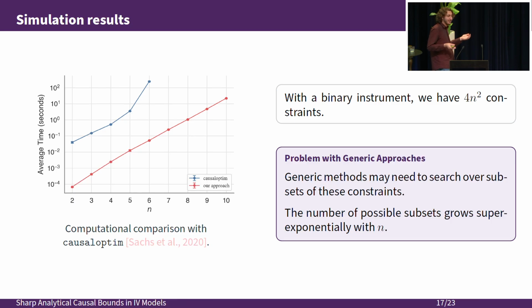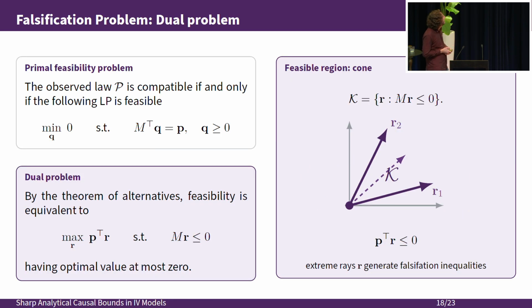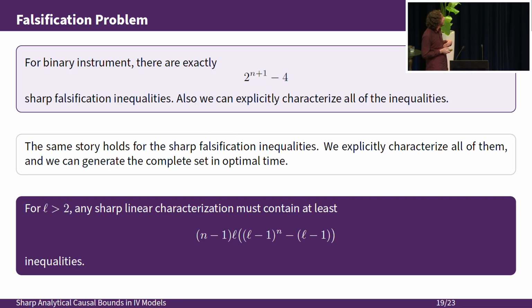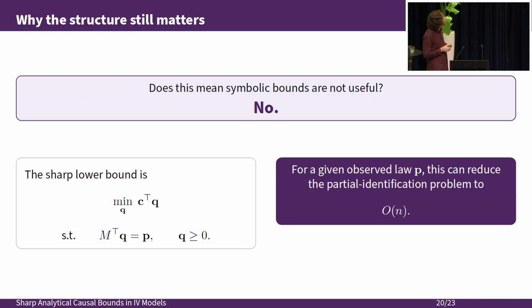They need super exponential time. We follow the same approach for the falsification problem. Instead, in this problem, our feasible region is a cone, and we just want to characterize its extreme rays. And by doing so, we again derive the same results and exponential terms, etc.